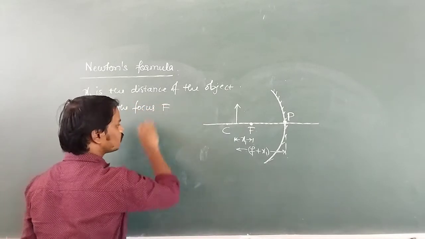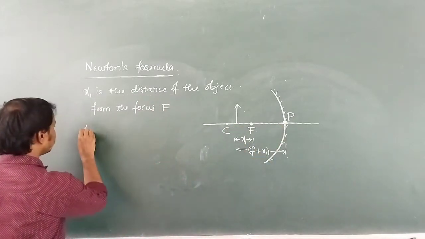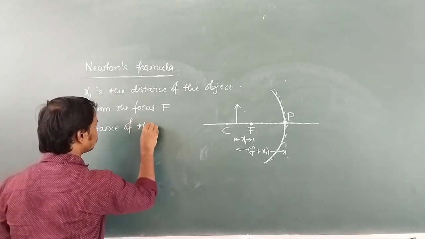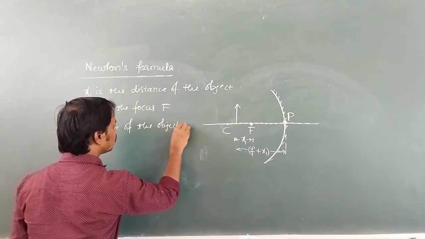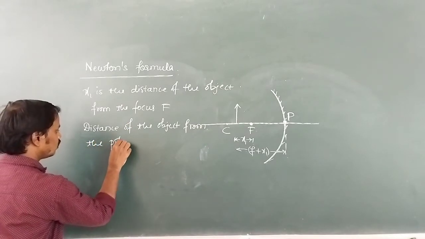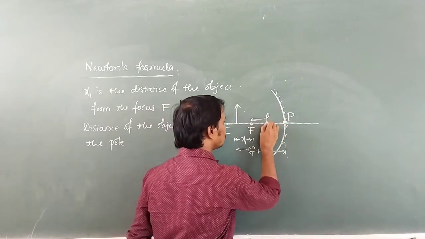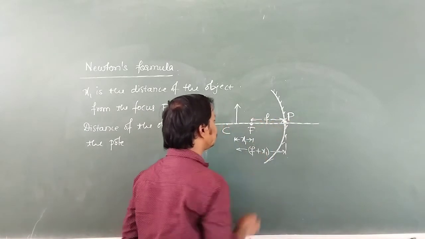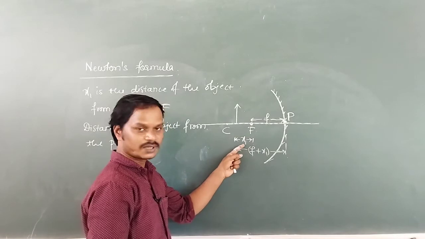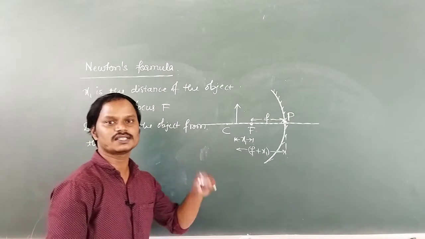That is f. Now what is the distance of the object from the pole of the mirror? That is f plus x1. So this is the focal length, and f plus x1 gives the distance of the object from the pole. So look here, if the object distance from the focus is x1, then from the pole it is f plus x1. That is, the object distance is f plus x1.